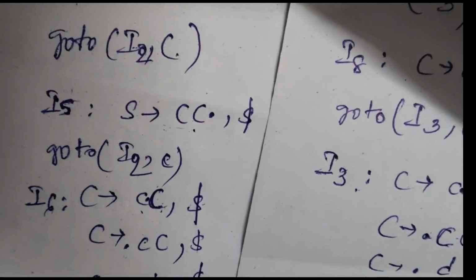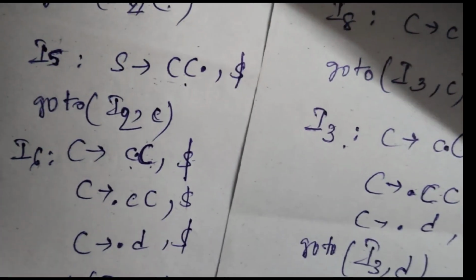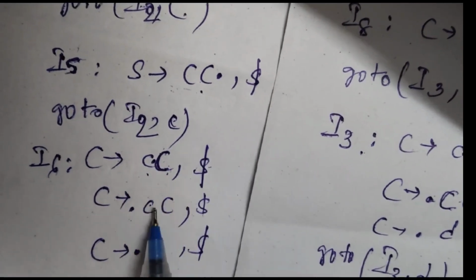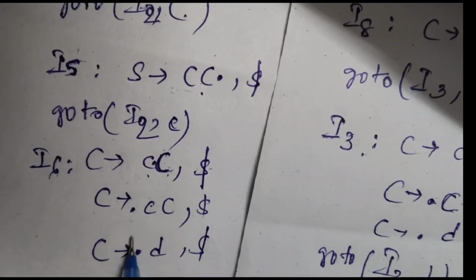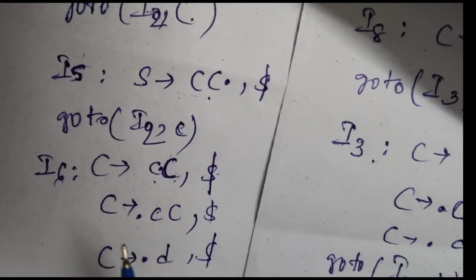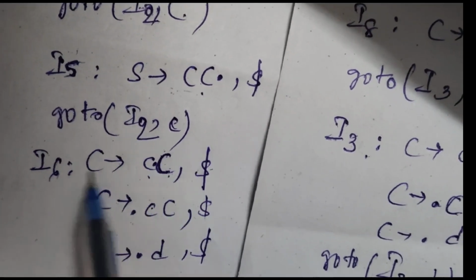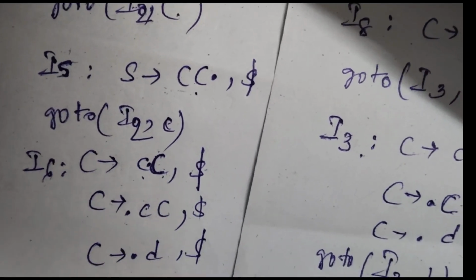In I6 we need to shift all these dots. This dot will be shifted here, this dot will be shifted here, and this dot will be shifted here. As per my assumption, we'll get a new prediction for this one only. These two will be the same as the previous predictions.